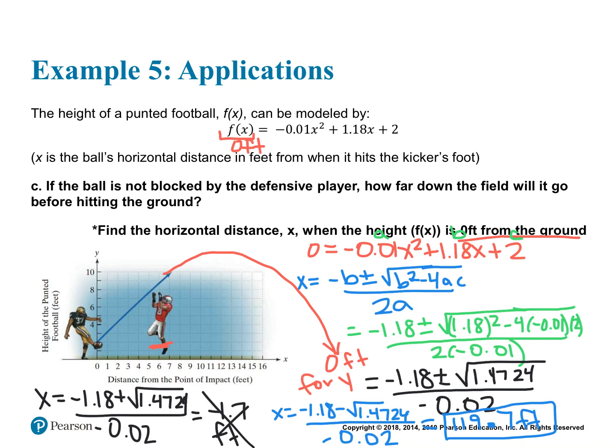So it's going to eventually go down the field. How far down the field will it go? It's going to go 119.7 feet down the field before it hits the ground if nobody blocks it.